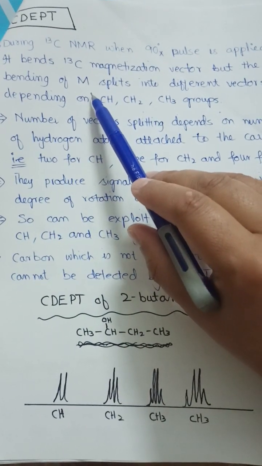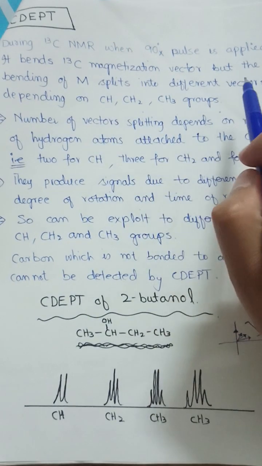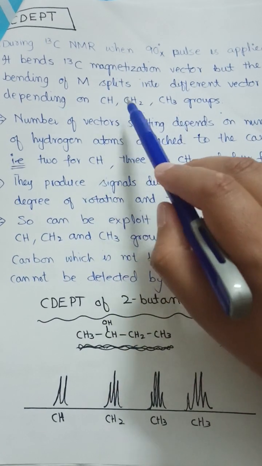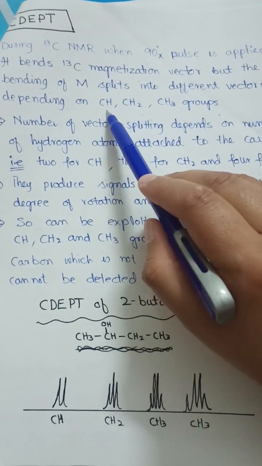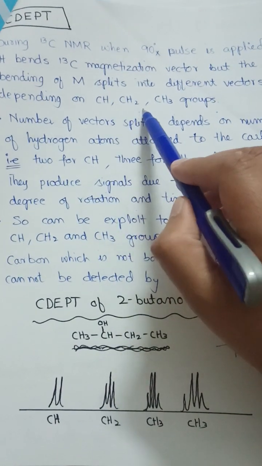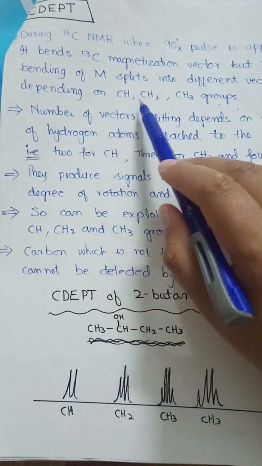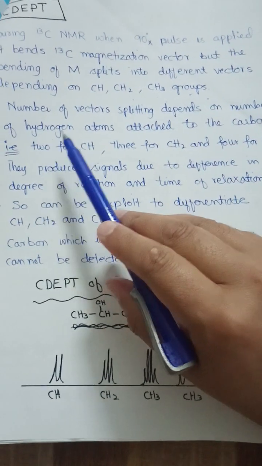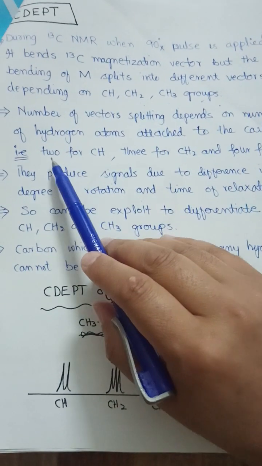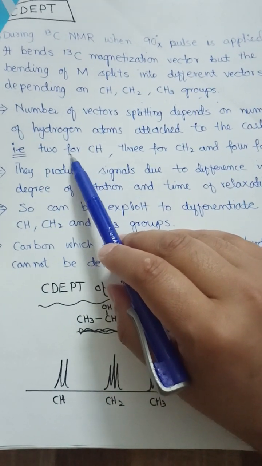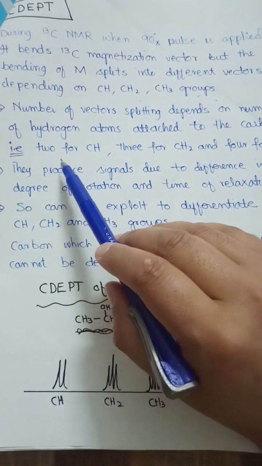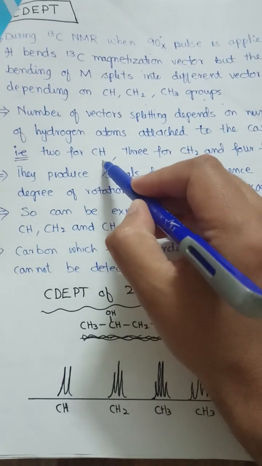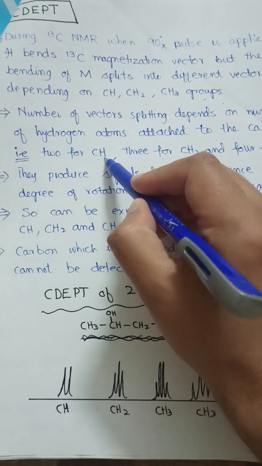The magnetization vector will be split into different vectors depending on the number of protons present in the vicinity of that carbon. So if we have one proton, 2 protons or 3 protons, the bending will be different for the magnetic vector. So the number of vector splits depends on the number of hydrogen atoms attached to the carbon. That is, the magnetization vector will be split into two vectors if we have CH. It is the same as n plus 1, where n represents the number of protons.